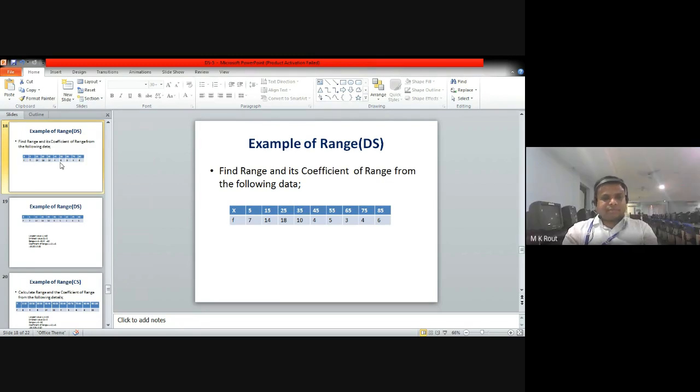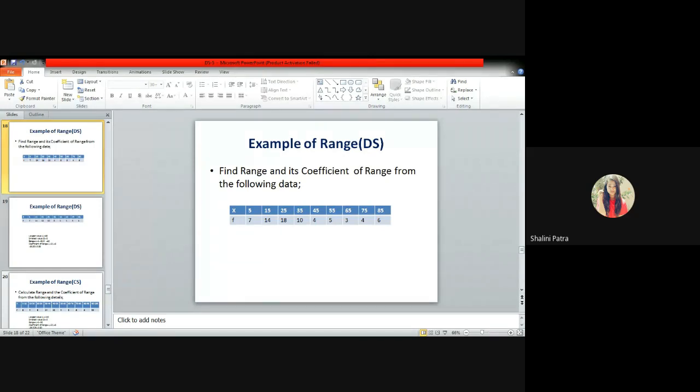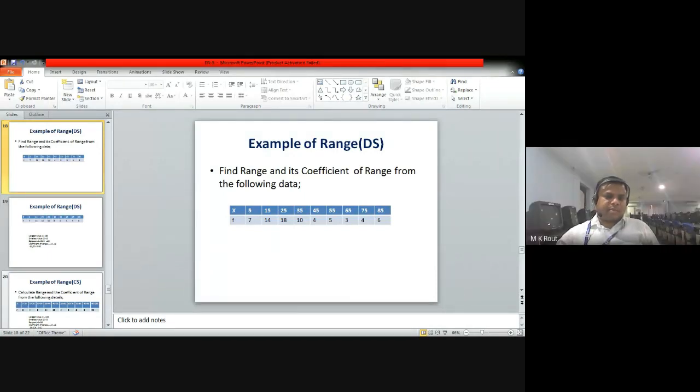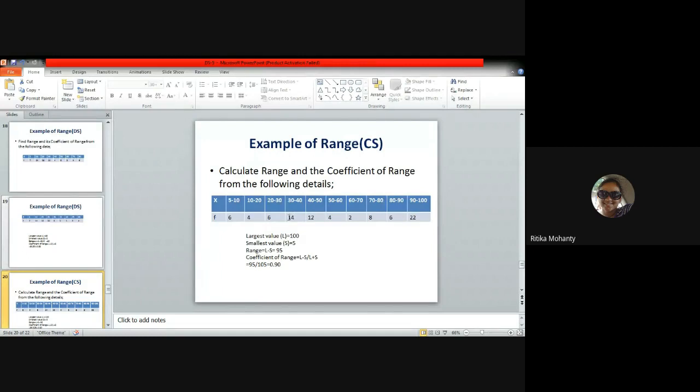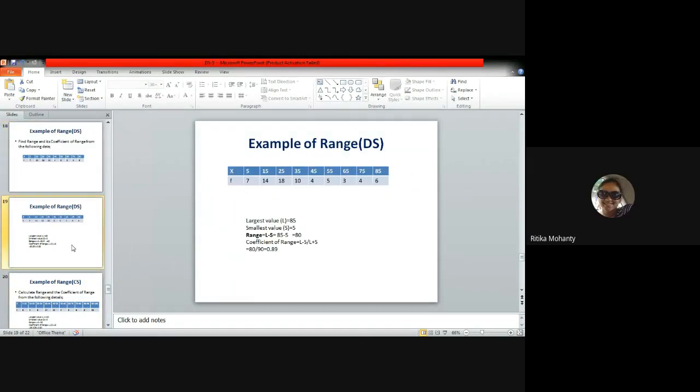80, sir. What is the value of coefficient? 0.89. Okay, fine. Salini Patra, what is the value of coefficient of range? 0.89. Tanya Khatun? Sir, 0.88. Sibani Jana? 0.89. So that's 0.89 or 0.88? 0.89, that is. Okay, moving to next type of problem.